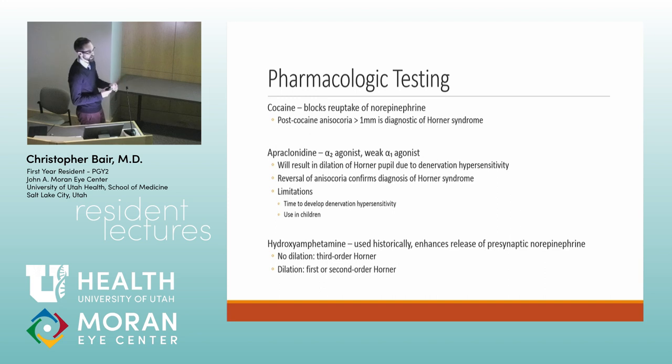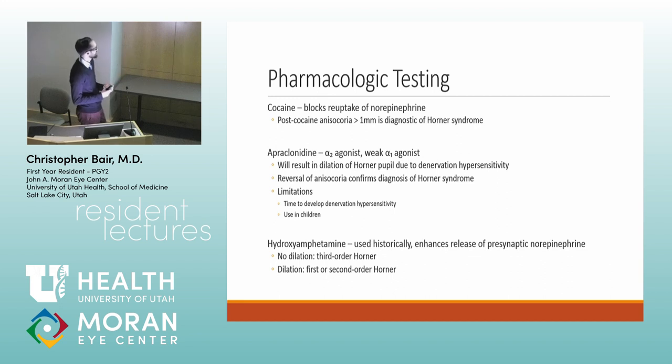It takes time to develop denervation hypersensitivity. So in the acute setting, if someone comes in with a Horner syndrome, and you give them apraclonidine, you may not see the expected result if it's within the first couple days because it takes time to develop this hypersensitivity. And then apraclonidine really isn't to be used in children for the same reason that brimonidine isn't used in children. It can cause them to become apneic, which is something we'd like to avoid in our pediatric population.